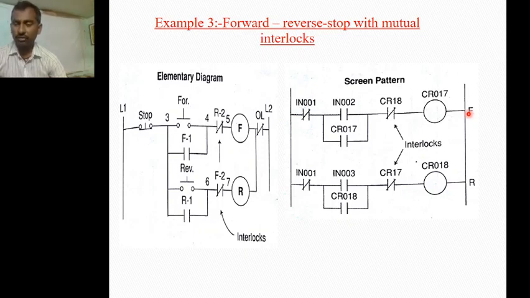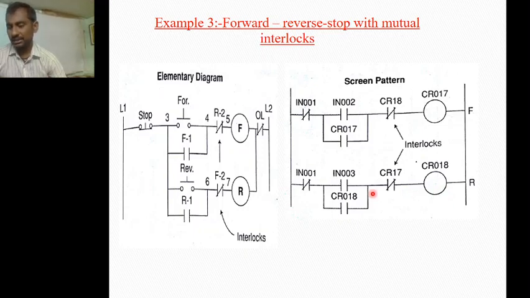Why? Because when CR017 is on, the CR017 contact is represented here also. So here is the normally closed contact. When CR017 is on, then this contact is on. This is a normally closed contact, so when this is on, what happens? That normally closed contact will be converted into an open contact. Then even though we press IN003, CR018 is not on, that means the motor does not rotate in the reverse direction.